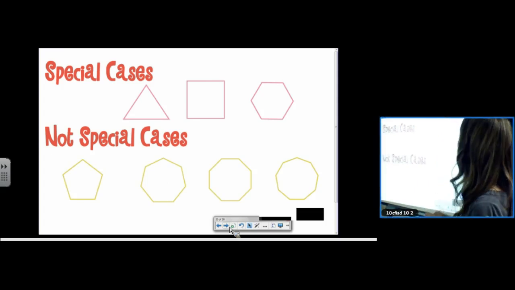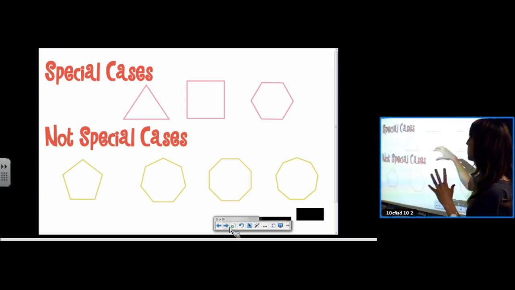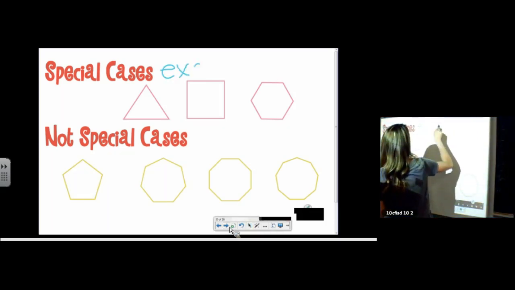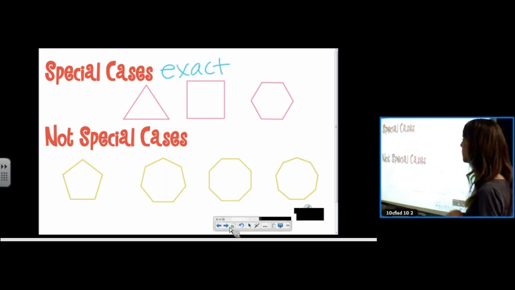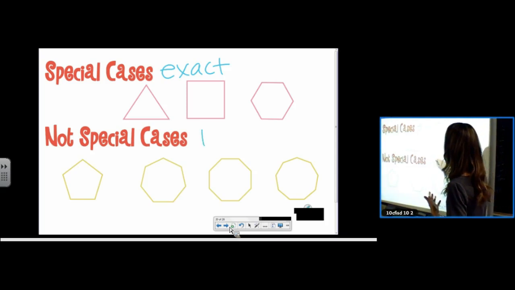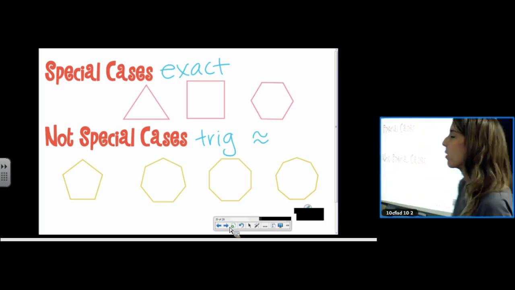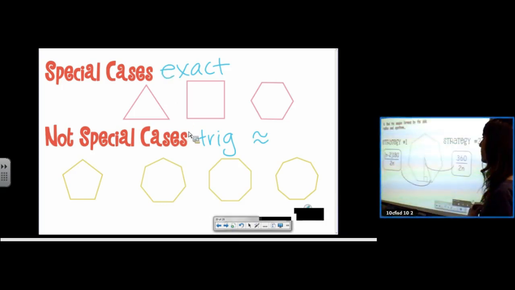So just a reminder that these are our special cases. When we use 30, 60, 90, our answer will be exact unless they tell us to round. These are our not special cases where we need to use trig and our answer will be rounded. That symbol means approximate. It'll be approximately the right answer.